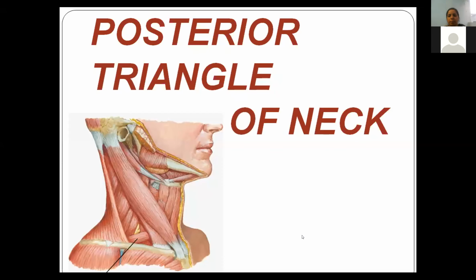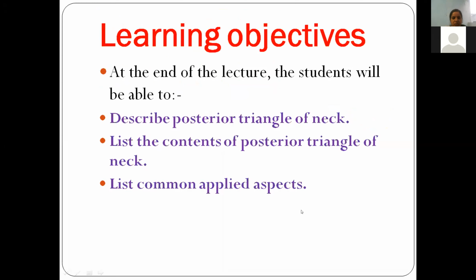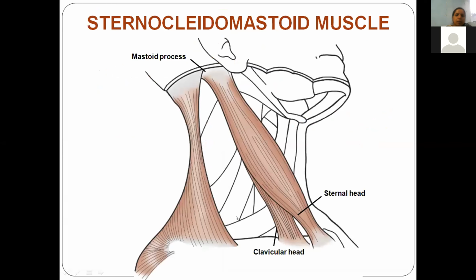We are solving your paper that was actually given for your batch. So, posterior triangle of the neck is the first essay question, isn't it? At the end of this lecture, you should be able to describe the posterior triangle of neck. We will see the contents. We will see common applied aspects.